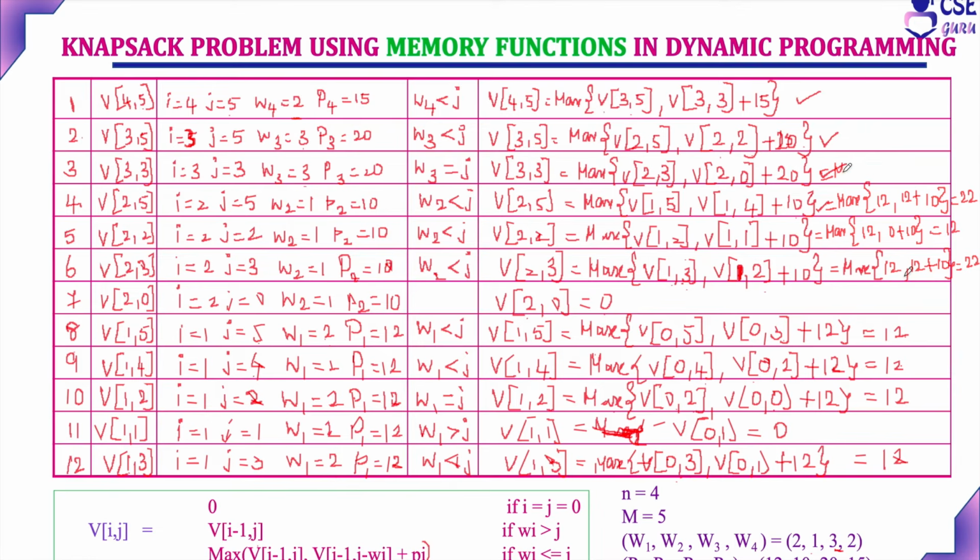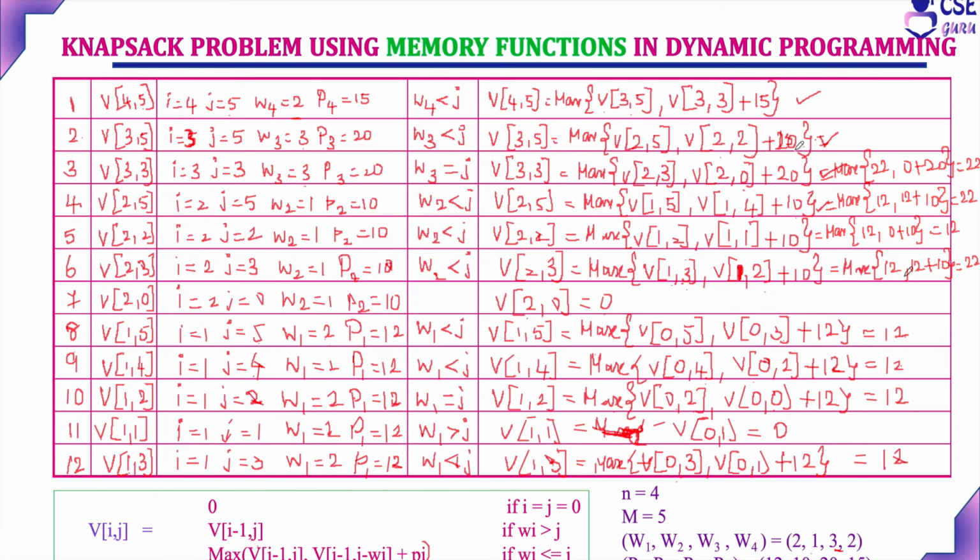So here it is maximum of V of 2, 3. What is the value? 22. Comma 2, comma 0. Value is obviously 0 since the j value is 0. Plus 20. Profit is 20. Which one is maximum? 22 is maximum. So V of 3, 3 also has the value 22.